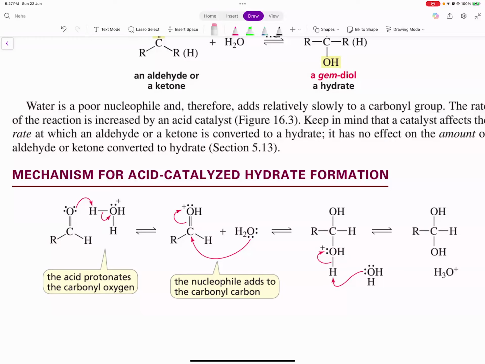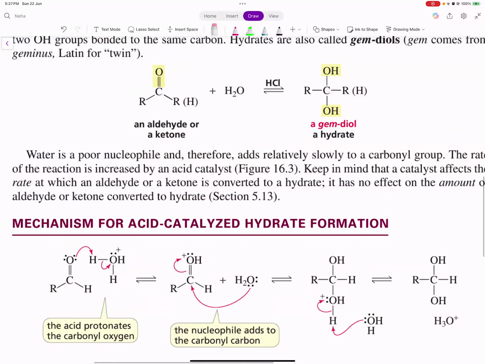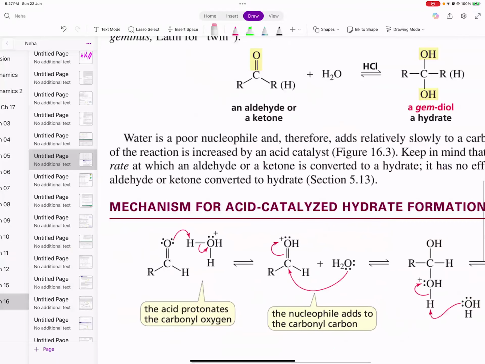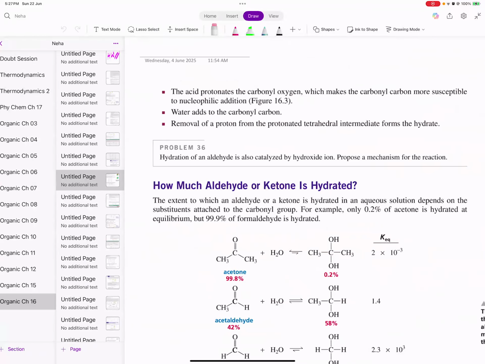In this last step, how are two OH existing on the same carbon? Isn't that unstable? Everything is in equilibrium. And the equilibrium was on the left side. I think she must have discussed equilibrium.